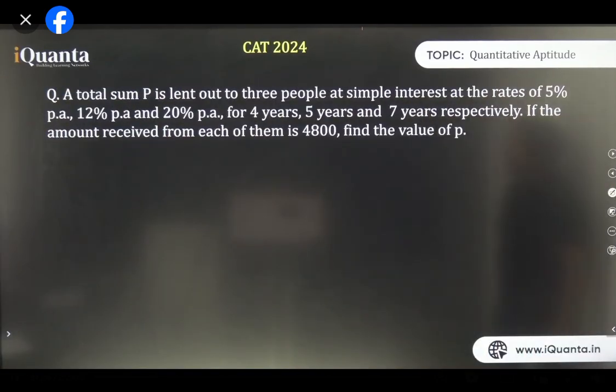Next. Total sum P is lent out to 3 people at simple interest at the rates of 5% per annum, 12% per annum, and 20% per annum for 4 years, 5 years, and 7 years, respectively. If the amount received from each of them is 4,800, find the value of P. I'll give you 2 minutes for that.